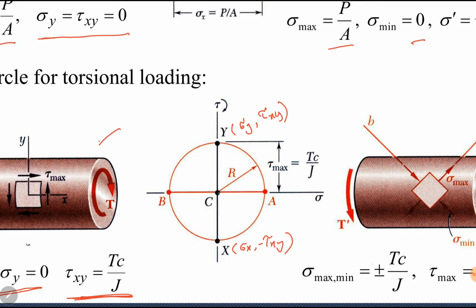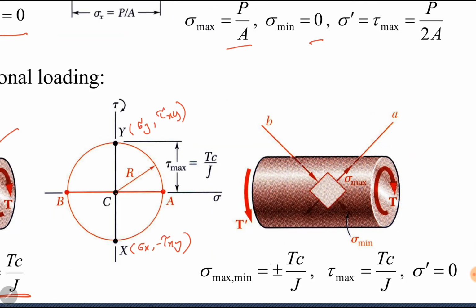You can simply draw. C is the center point of these 2 points which intersects the horizontal axis. So you can draw a circle. Point A is our maximum stress. It is the radius of the circle. Radius of the circle is simply equal to tau xy, which is Tc over J. And sigma minimum is also minus the radius of the circle. So sigma maximum and sigma minimum are plus minus Tc over J. Tau maximum is at point Y. It is again Tc over J. And when tau is maximum, normal is average, which is equal to 0 in this case. So sigma dash is 0.